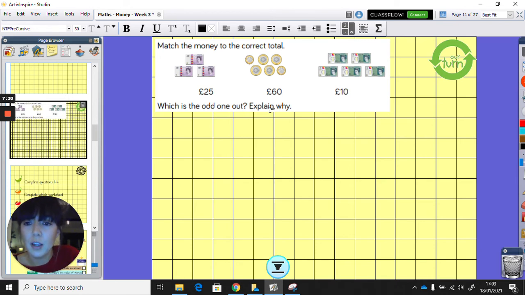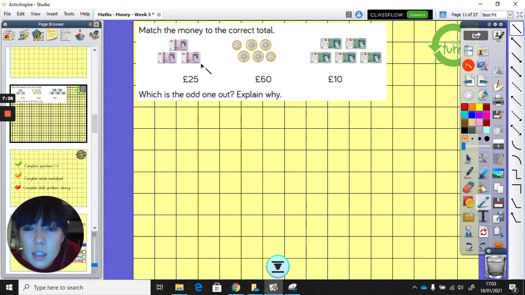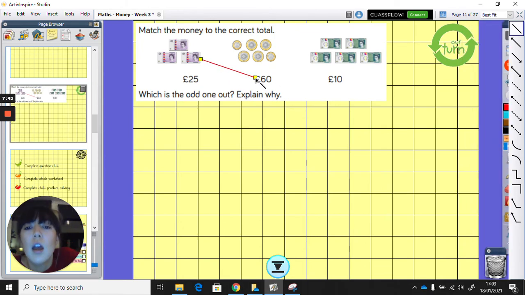Okay, so you should have paused the video. Let's count them up. So these are £20 notes. 20, 40, 60. So we need to draw a line where it says £60. So that's our middle one, isn't it? So let's draw a line there. Okay, so let's do the next one.